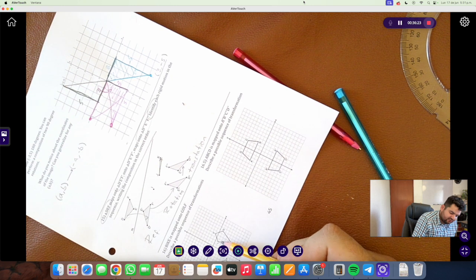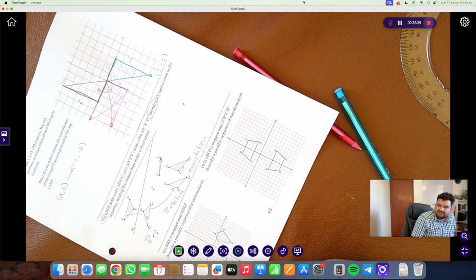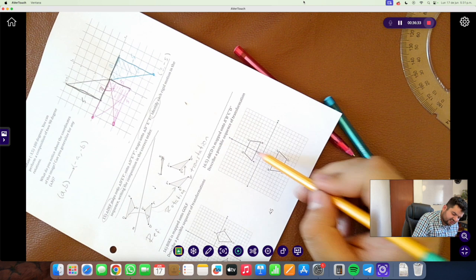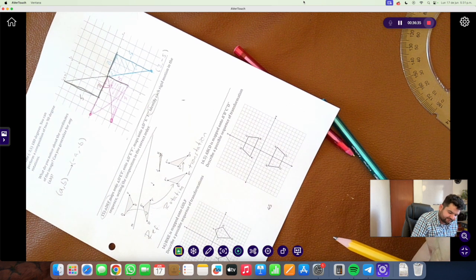Okay, for example, what would be the correct translation in between this and this? The correct transformation is just a simple translation. Do you agree? And from this to this, it's just a simple reflection.